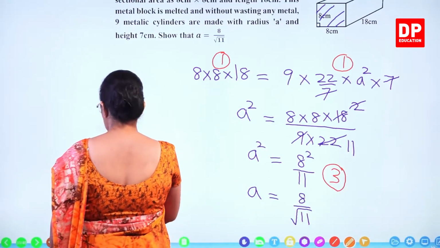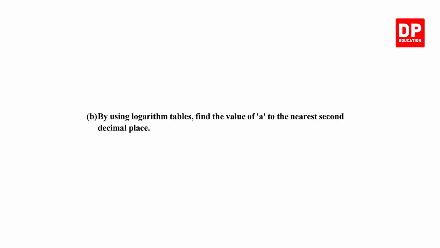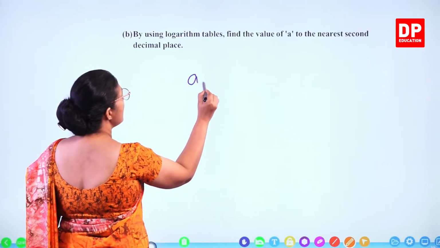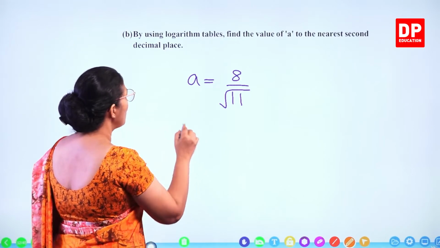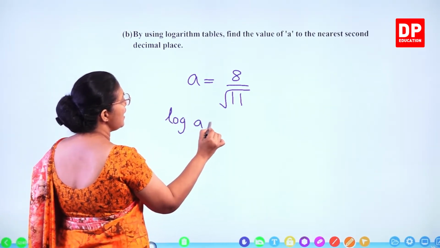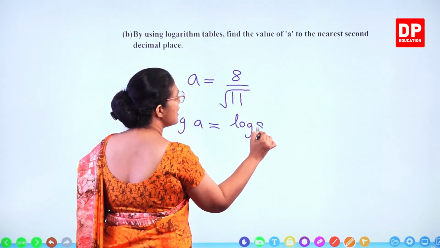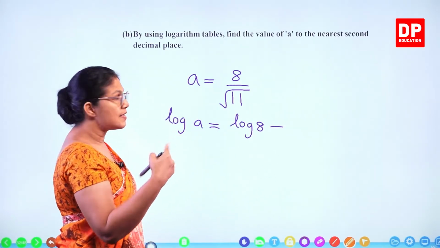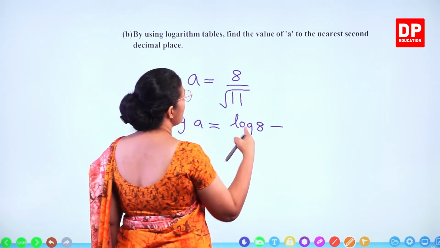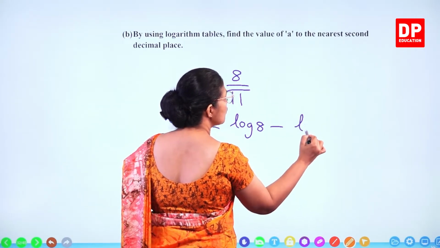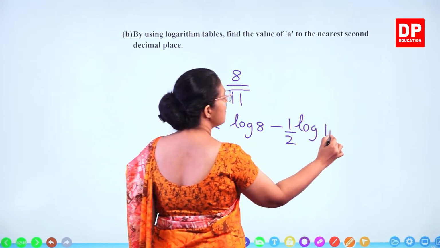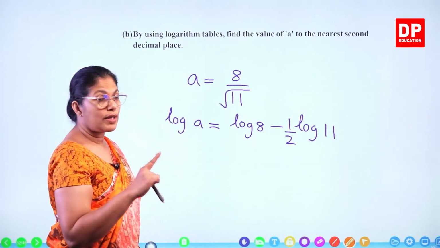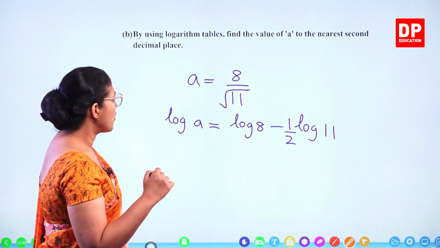Then second part, by using logarithmic tables, find the value of A to the nearest second decimal place. So what is A? A is 8 over root 11. So let's take log both sides. Log of A equals log of 8 minus, because it's division. Division becomes subtraction. So log of 11, but square root means power half. Half you can take it out. Half log 11. So root 11 you can write half log 11 when you take logarithms.